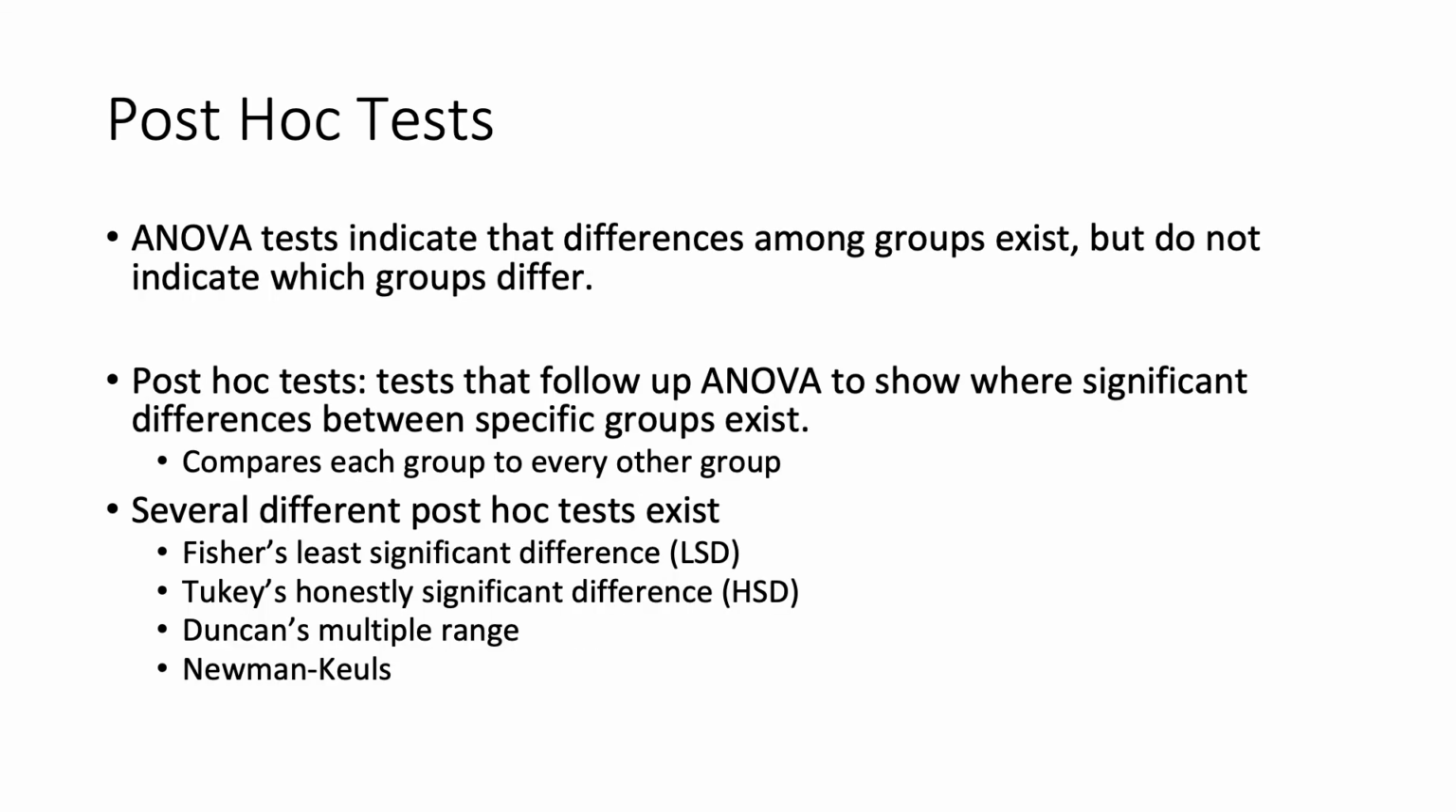ANOVA tests that contain at least 3 groups will indicate that there are differences among the groups. However, it doesn't indicate which groups differ. You don't know if group 1 differs from group 2 and not group 3, or if group 1 differs from both groups 2 and 3. So this is where post hoc testing comes into play. Post hoc tests are tests that follow up ANOVA to show where significant differences between specific groups exist. They are really comparing each group to every other group.